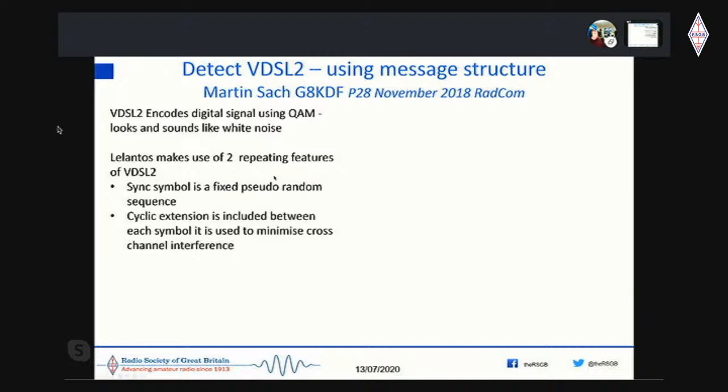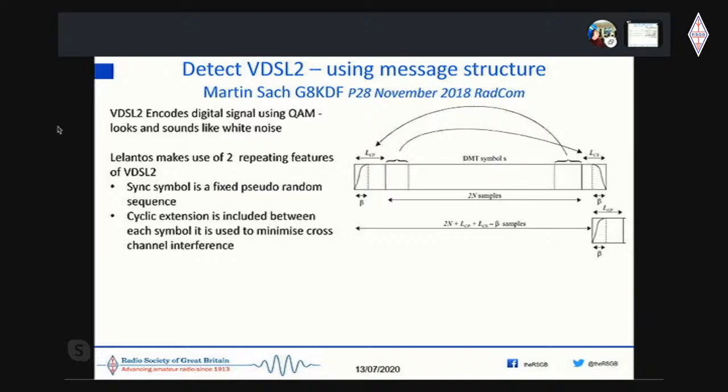But with knowledge of how VDSL is encoded, there are two features, although they're pseudo-random, that repeat across the message. The first is the sync symbol, which keeps the clocks in sync. And the second one is something that is added to minimize cross-channel interference. That's called cyclic extension. This bit gets a bit techie, but it doesn't go on for long.